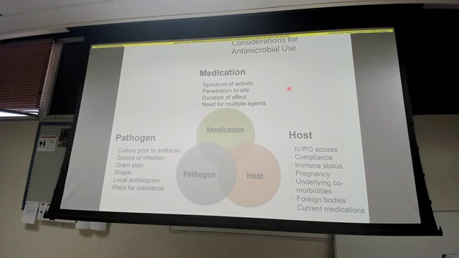Is my person allergic to it or not? How long do they need to be on this medication? How frequently do they need to take it? Does that fit in with what that person has going on? Looking at your need for multiple agents.